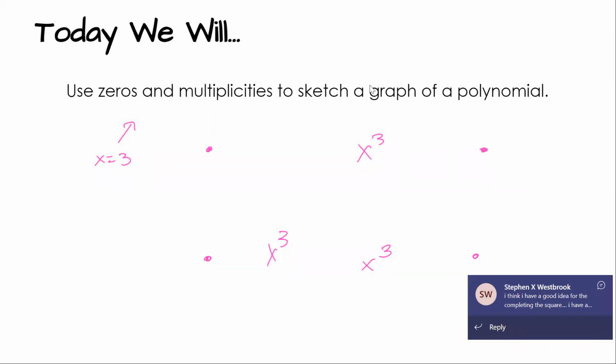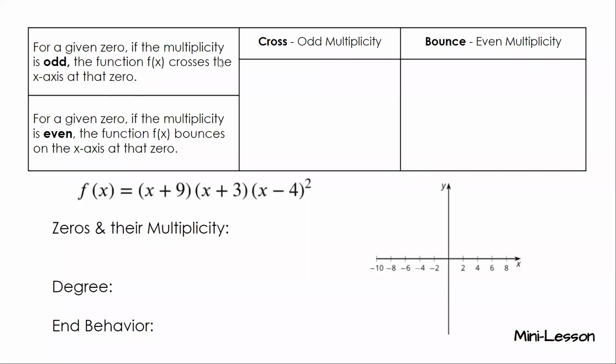All right, you are titling your page zeros and multiplicities. So what I want you to do is on your paper, you're going to say cross is odd multiplicity, bounce is going to be even. Okay, and then I want you to go ahead and write down this chart and then write down this example.